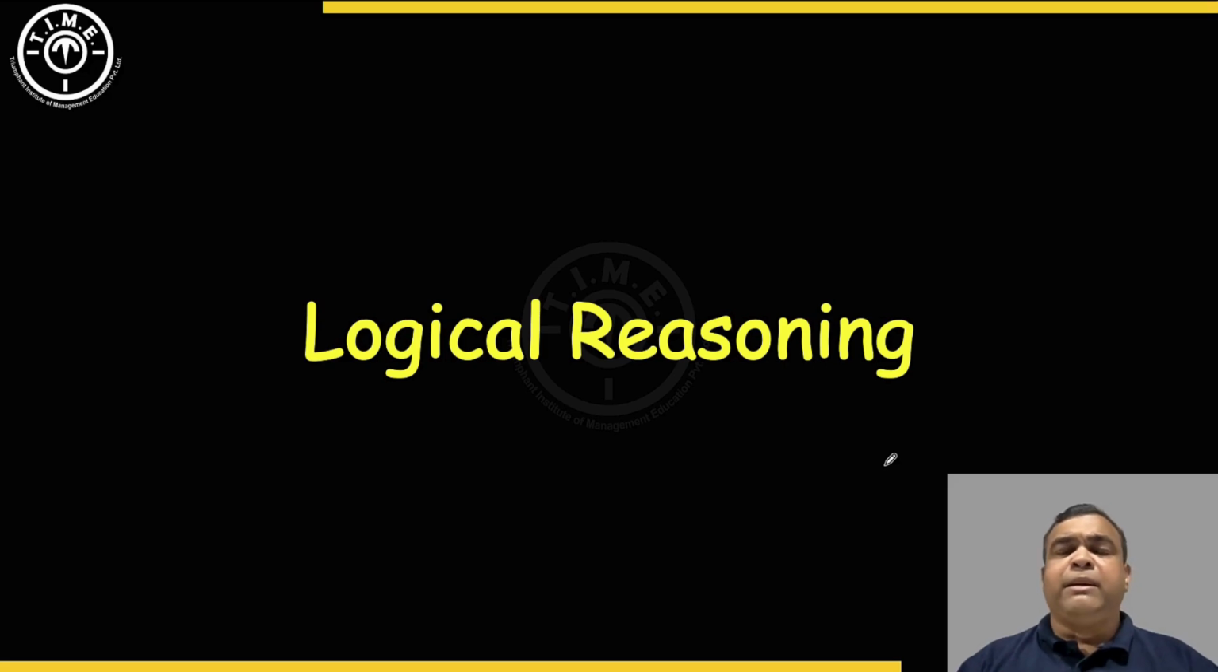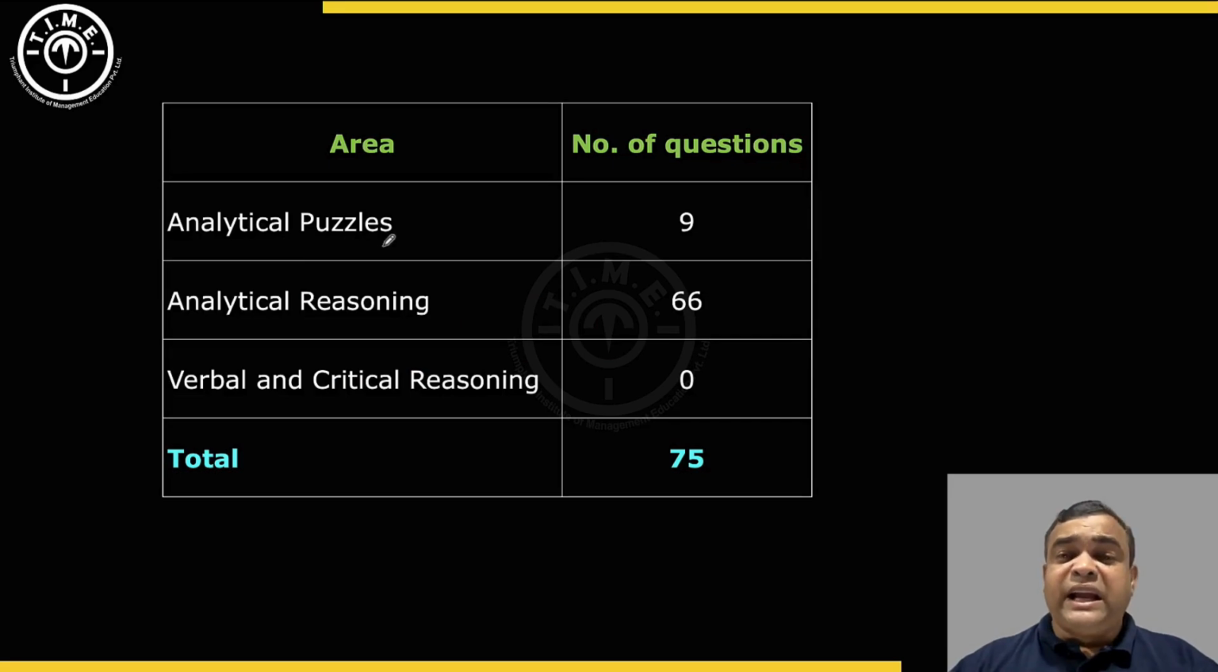Now logical reasoning, total breakup, if I categorize like this: analytical puzzles only 9 questions, analytical reasoning 66 questions, verbal and critical reasoning no questions at all, 0 questions. Being 0 questions, probably your accuracy will go higher, because verbal reasoning and critical reasoning questions involve a lot of reading, and accuracy is also a problem in those kinds of questions. So with those questions absent, probably the accuracy in these sections for the students will go high.